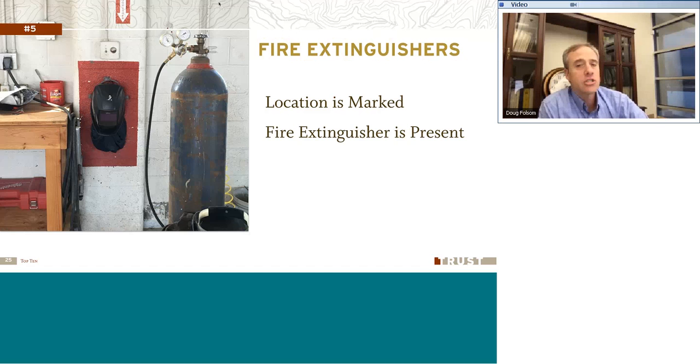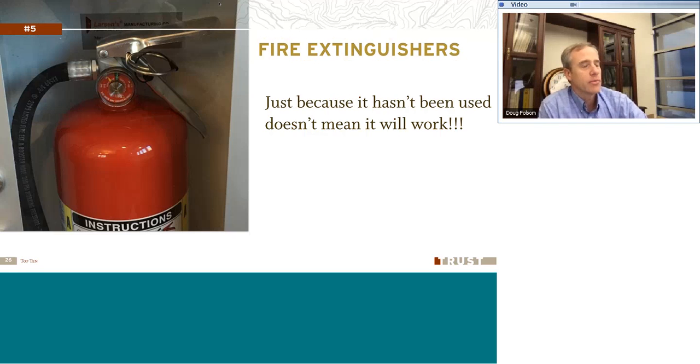Fire extinguishers is another common one. Sometimes we'll see an area that's got a fire extinguisher marked, but the fire extinguisher is missing. Sometimes the fire extinguisher is there, but it's not marked or identified. There are standards in the fire code that require that. Also, making sure that your fire extinguisher is inspected annually.